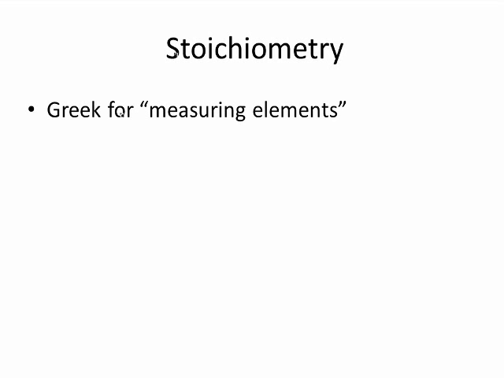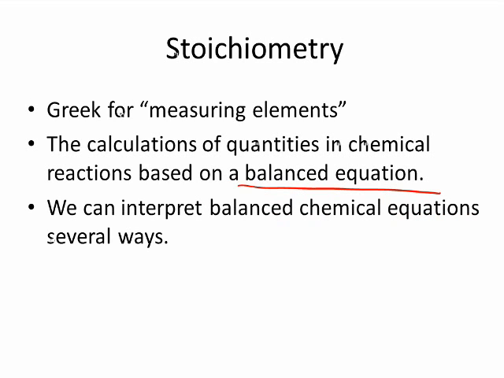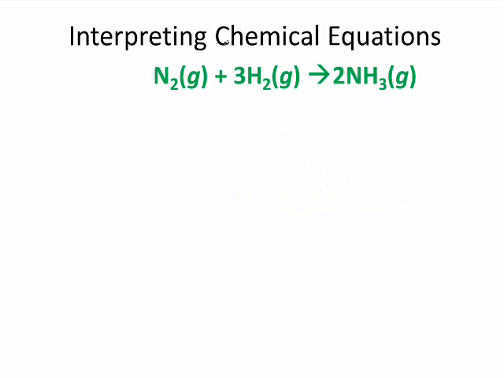Now stoichiometry is Greek, as you probably know, and it means measuring elements. I'm sure you guys knew that. The calculations of quantities in chemical reactions are based on a balanced equation. So of course we have to have a balanced equation in order to do this. We can interpret balanced equations in several ways. So we have this equation that's balanced.